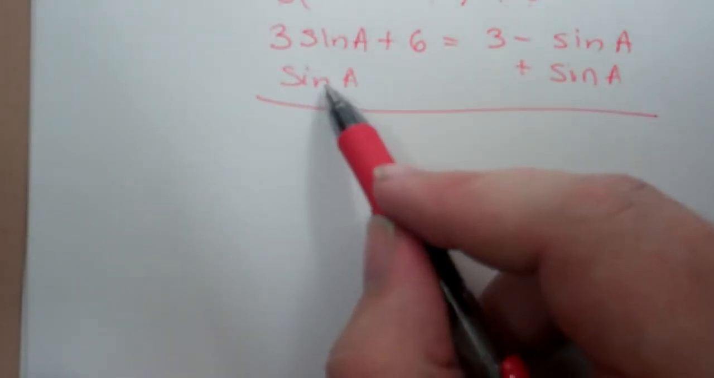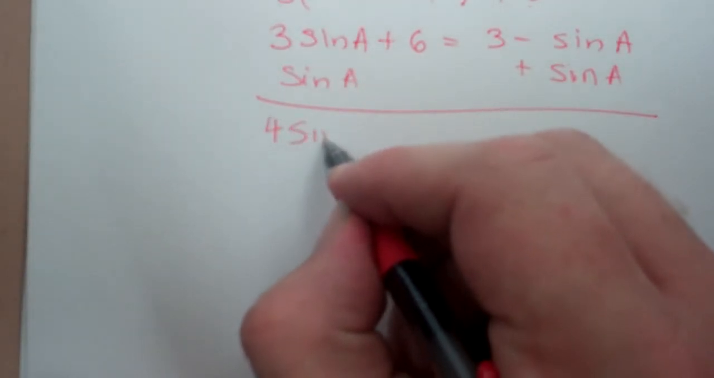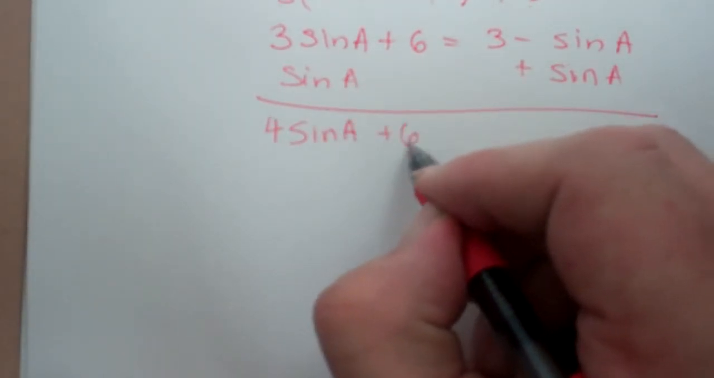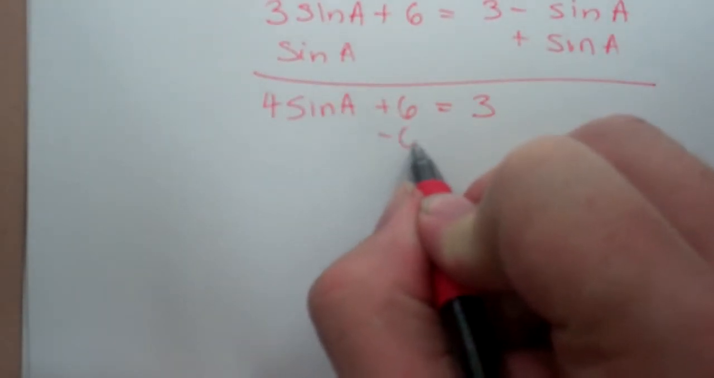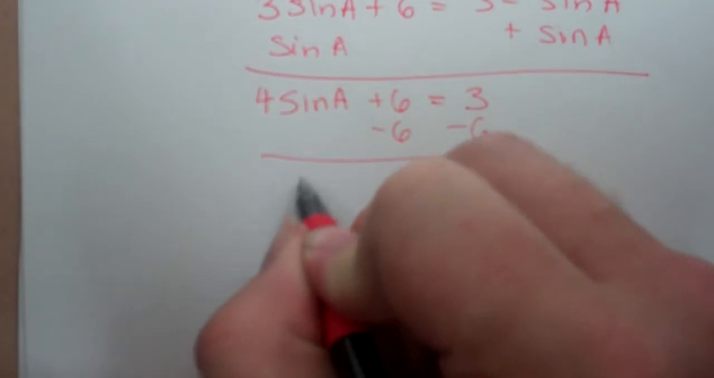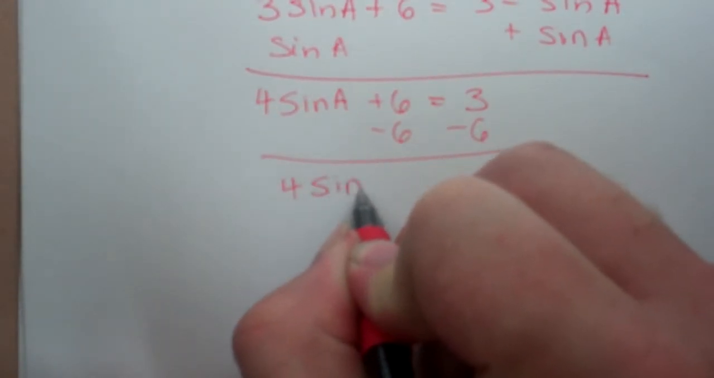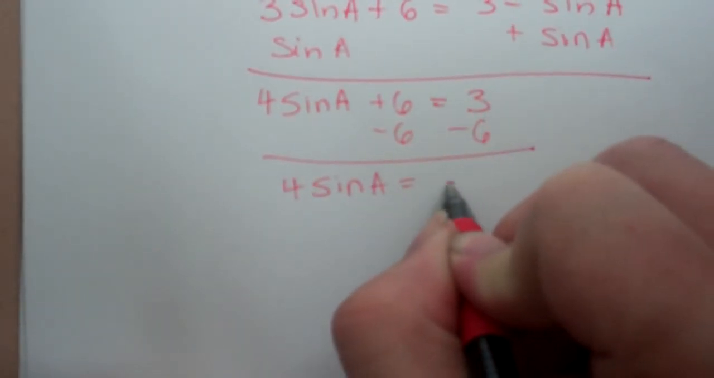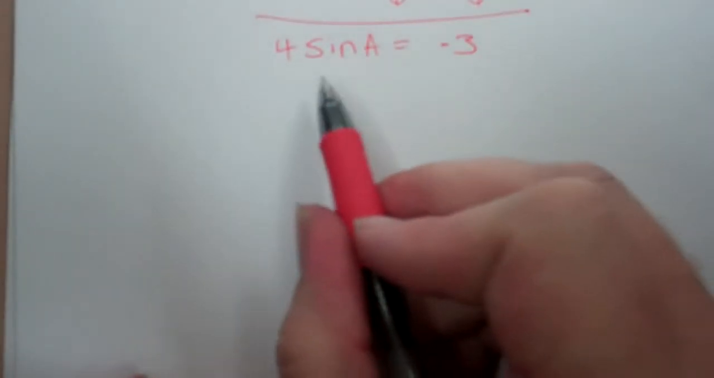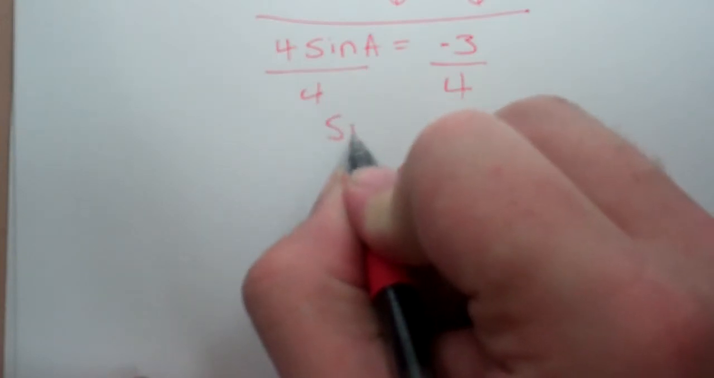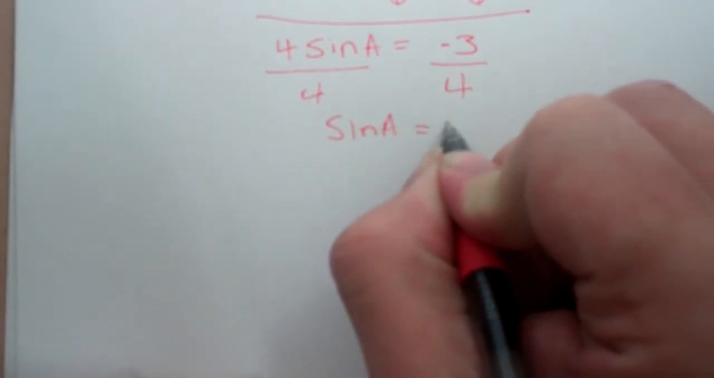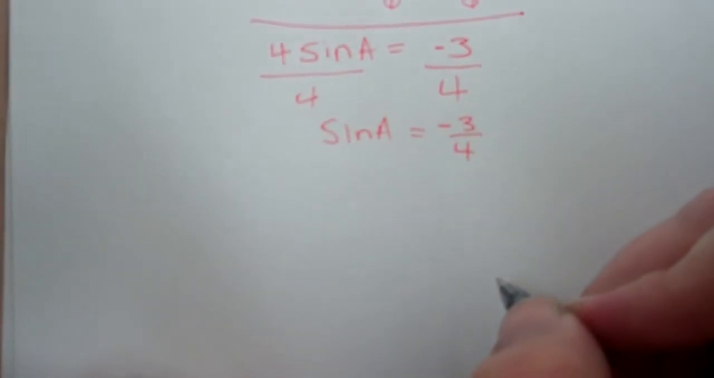3 times the sine of a plus the sine of a gives us 4 times the sine of a plus 6 is equal to 3. We're isolating this sine of a now, so we will subtract 6 from both sides. We have 4 times the sine of a is equal to negative 3. Now we'll divide both sides by 4, and we end up with the sine of a is equal to negative 3/4.